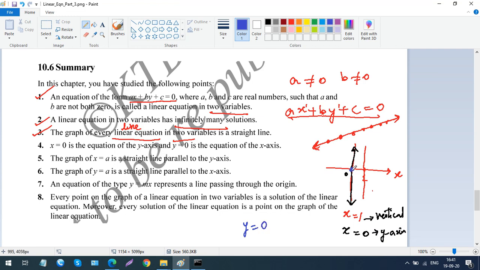Again, this is the 0 in the y-axis, but y equals 0 will always be a horizontal line. So I get an x-axis over here, right? That is what they are saying: x equals 0 is the equation of the y-axis and y equals 0 is the equation of the x-axis.